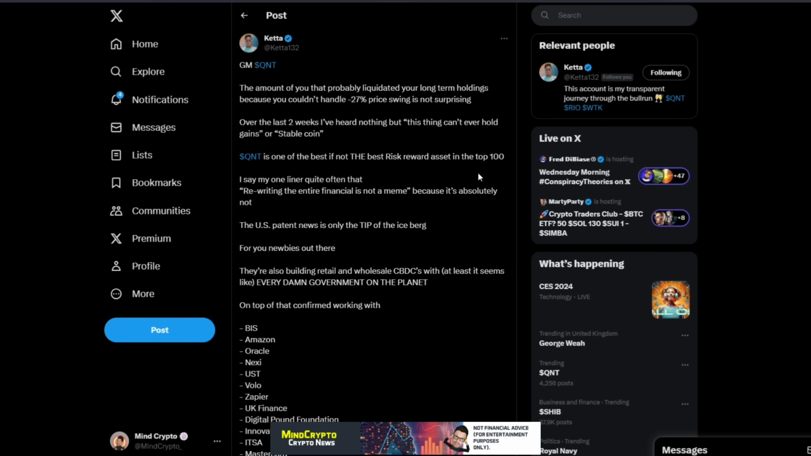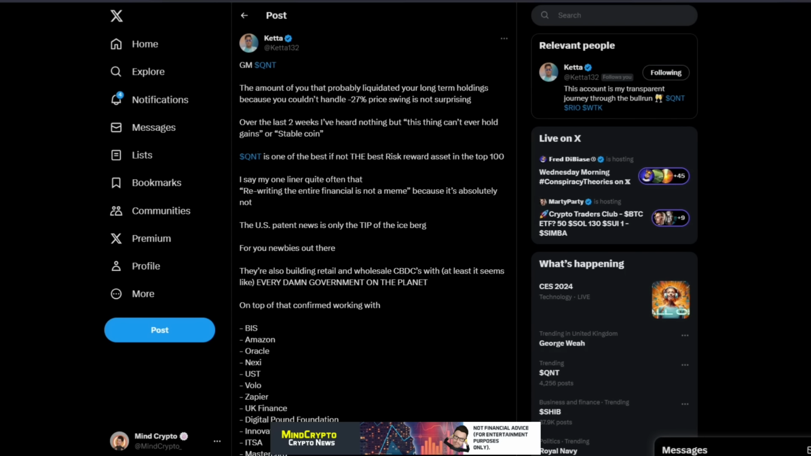Quant is one of the best, if not the best, risk-reward asset in the top 100. I say my one-liner quite often that rewriting the entire financial system is not a meme, because it's absolutely not. The US patent news that we actually saw yesterday is only the tip of the iceberg. And for you newbies out there, they're also building retail and wholesale CBDCs with every damn government on the planet.